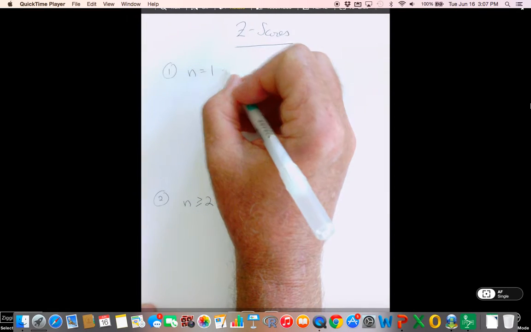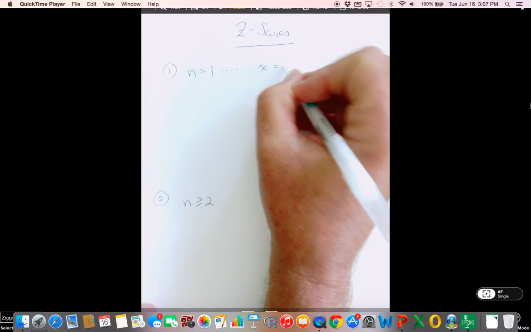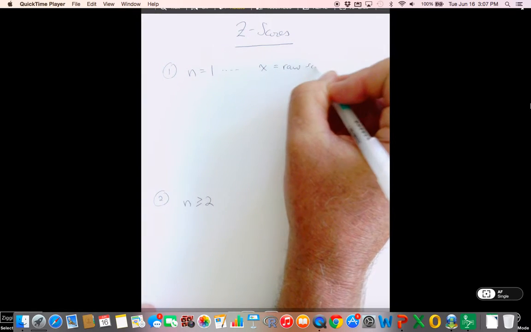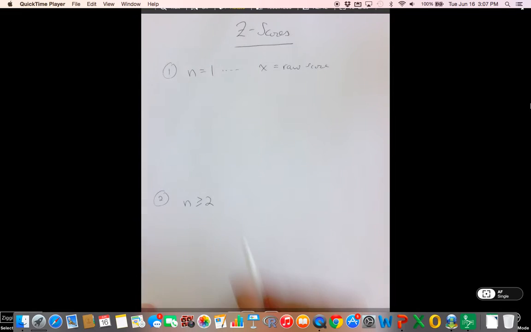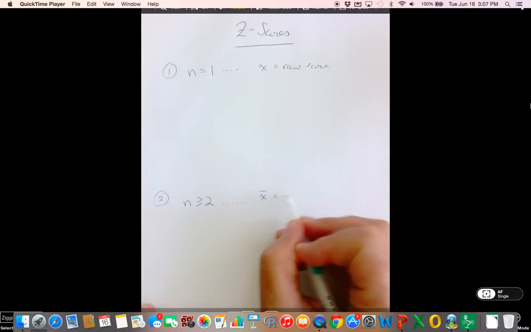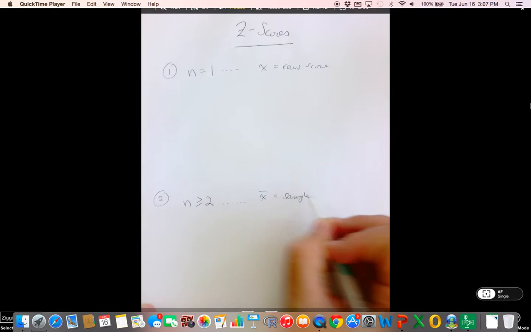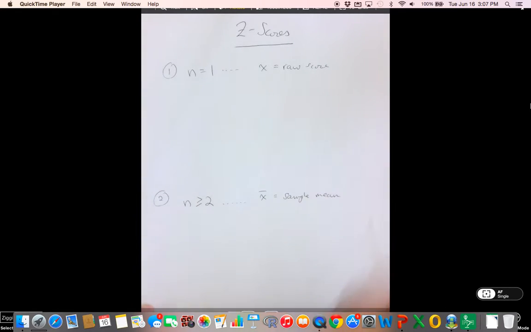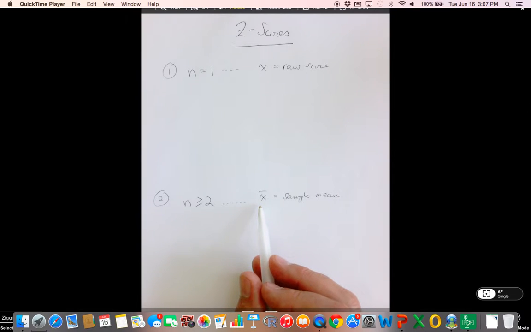When we take things one at a time, we focus on a particular raw score, x. When we take things 2 or more at a time, we focus on the measurement that is the collective measurement, if you will, of the 5 scores. So if I collect 5 scores, I'm just going to add them up, divide by 5, and I'm going to get the sample mean for those 5 scores.